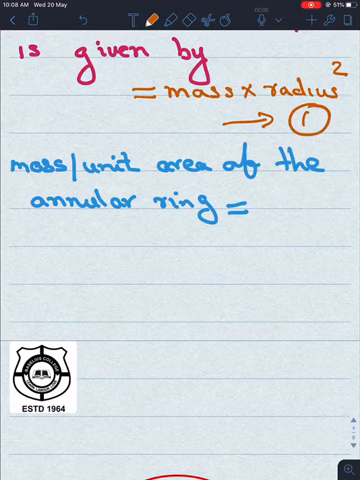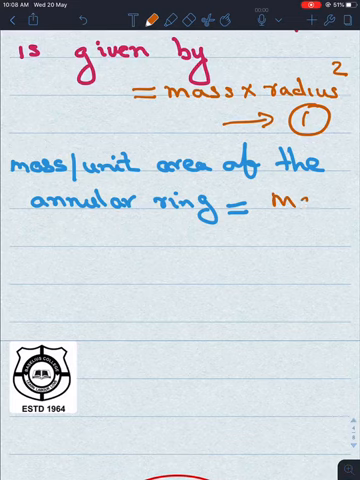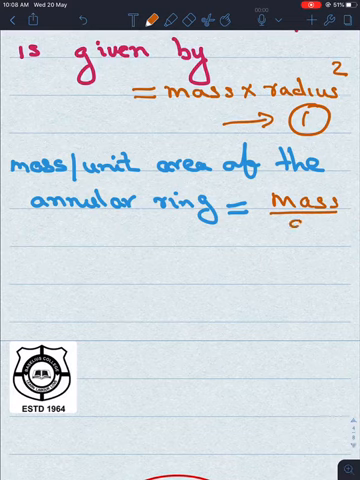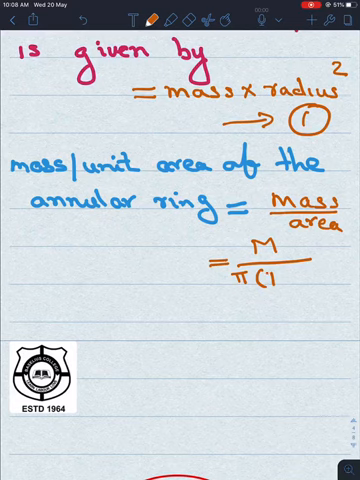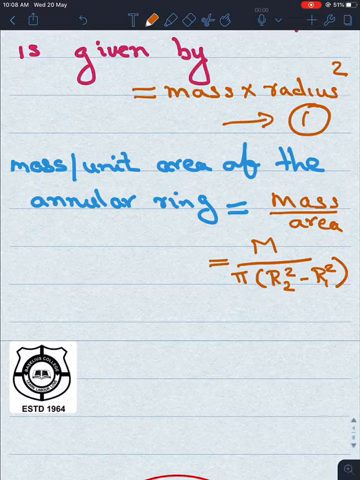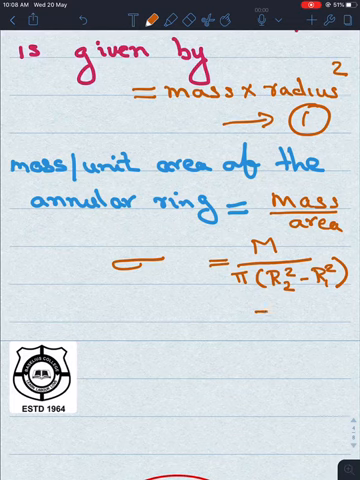Now we have to find the mass per unit area of the annular ring. That is mass divided by area. We have assumed that the mass of the annular ring is M, and the area will be pi r square. Since we have inner radius and outer radius, it is pi into R2 square minus R1 square. Let's put this equal to sigma, and give it equation number 2.